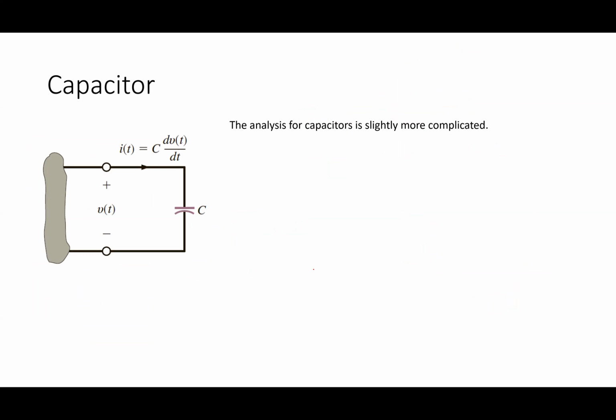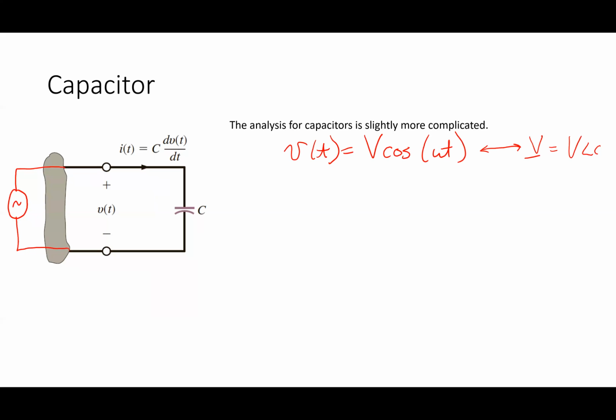So I've written out here I equals C dV dt. Let's say I put a voltage on here, like this, and let's say that voltage source is equal to V cosine omega t. What would be the phasor for this? Just V angle 0? Yep. I could just say V. It has an angle of 0 degrees.